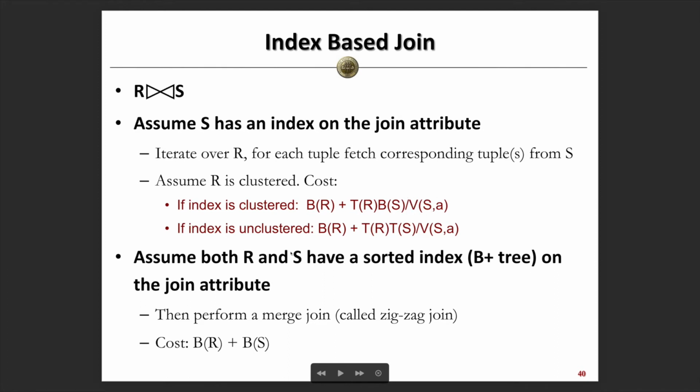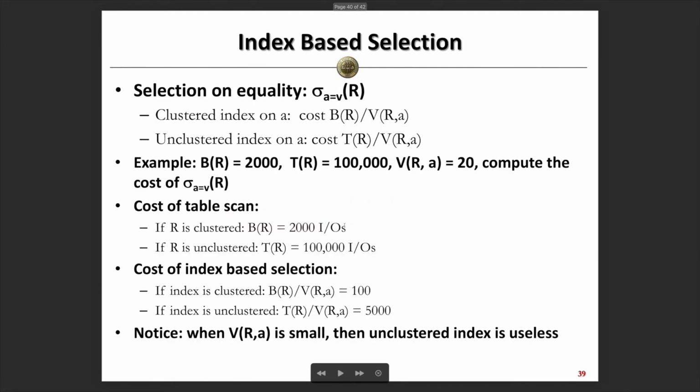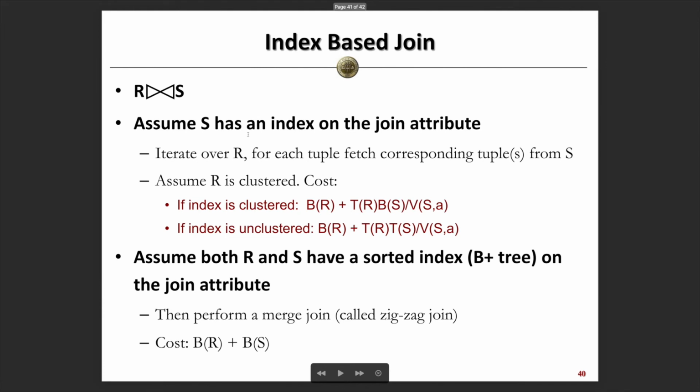At the same time, if this index is unclustered, then we will have to change BS to TS instead, right? Because we will do the selection of the tuples matching the attributes for each tuple from R in this step. In other words, this cost will be about BR plus TR times TS over VSA. The main difference between the BS and the TS is the same as the previous page we showed here, right? Depending on if this index is clustered or unclustered. Okay, so for this case, we assume this S has an index. However, this R doesn't have an index, but this R is clustered. Depending on whether this S index is clustered or not, we can have different costs.